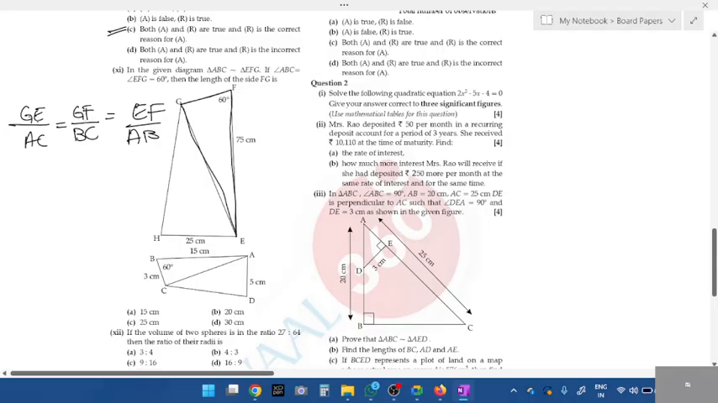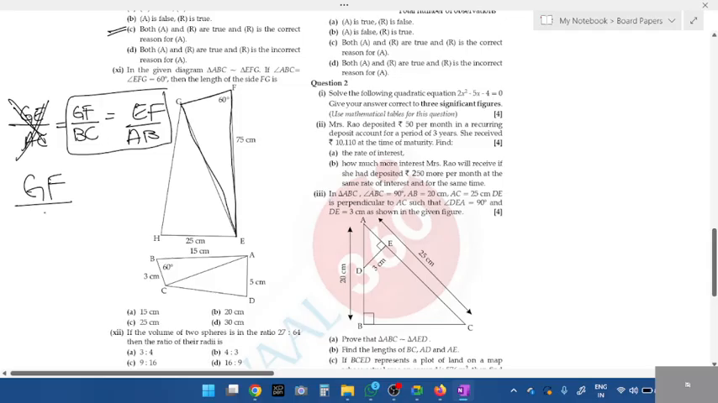Now we'll try to substitute all the values. Check which one is given. Is the GE value given? GE and AC both are not given. Ignore this, students. Take this and solve. What is GF? GF is what we need to find, right?